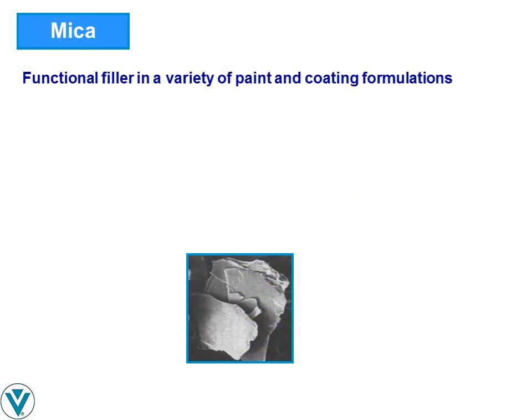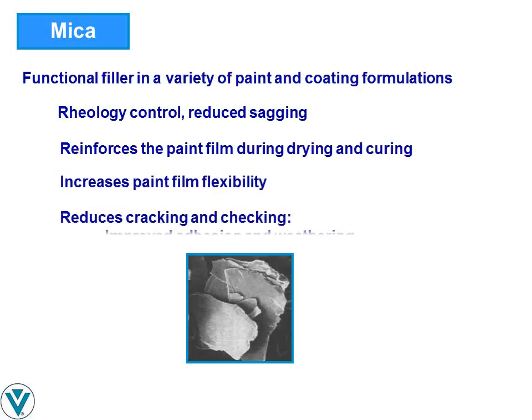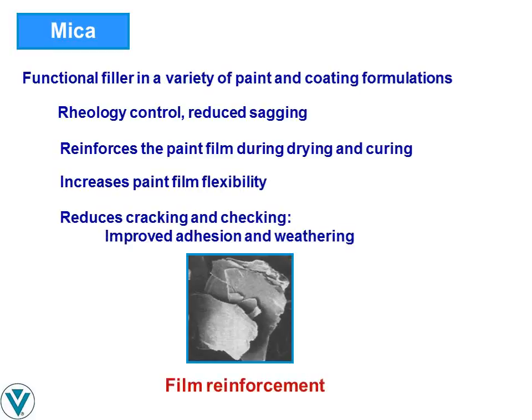Fine ground and micronized mica is used as a functional filler in a variety of paint and coating formulations. As a platy mineral, it has beneficial rheological properties in liquid coatings and also helps reduce sagging. Mica reinforces the paint film during drying and curing, and as the film ages, it reduces the internal stresses from oxidation, thermal expansion, and contraction. Mica increases the film's flexibility and reduces cracking and checking, resulting in improved adhesion and better weathering. Film reinforcement therefore accounts for mica's utility in a broad spectrum of coatings, from texture paints to exterior coatings.